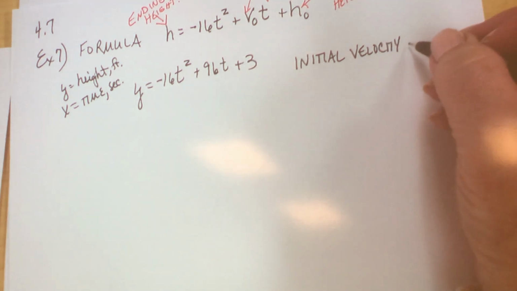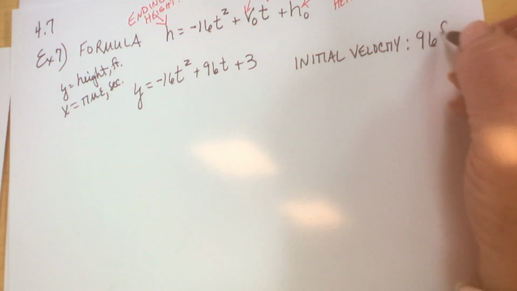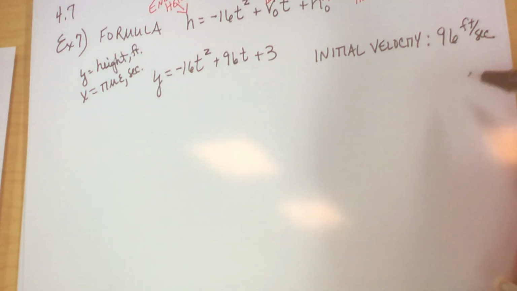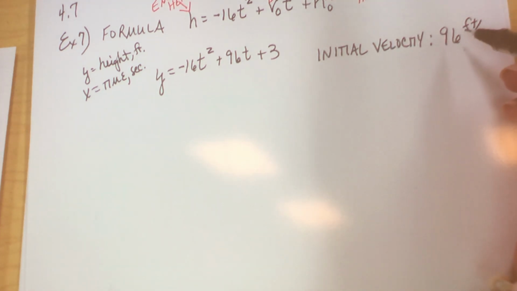Okay, so my initial velocity is 96 feet per second, just like you would go miles per hour, but it's not, it's feet per second. We can change it to miles per hour. Do y'all remember that? It's called dimensional analysis. We did that in section 2 of chapter 1.